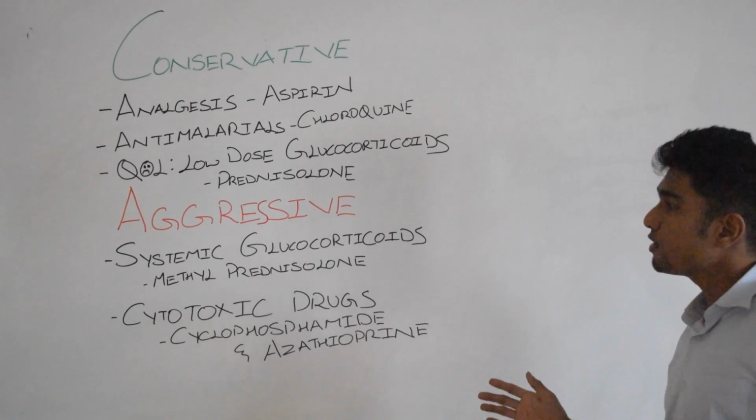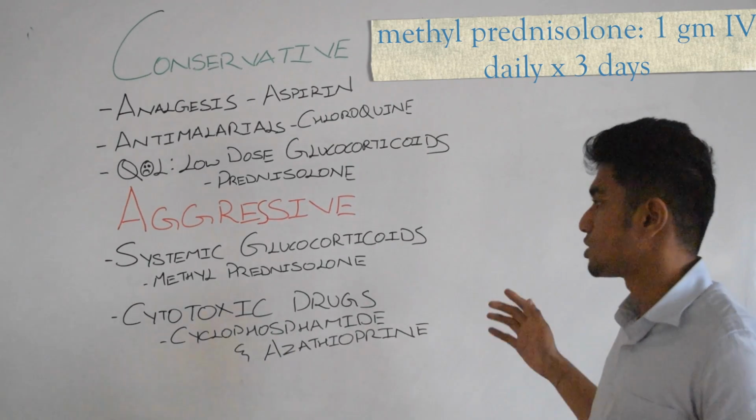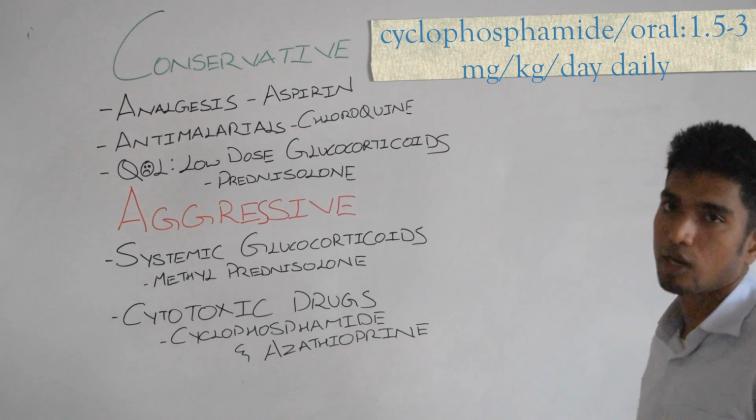So aggressive. What if it's aggressive? We use high doses of systemic glucocorticoids like methylprednisolone and cytotoxic drugs like cyclophosphamide and azathioprine to control the disease activity.